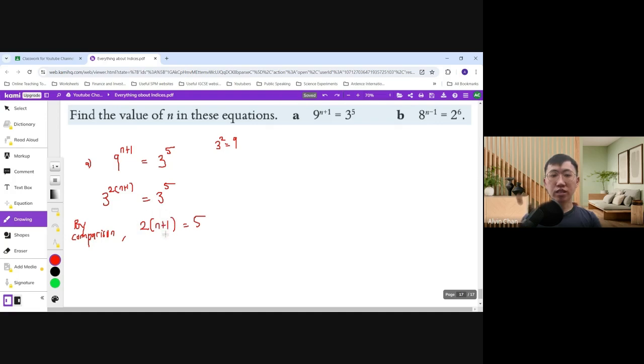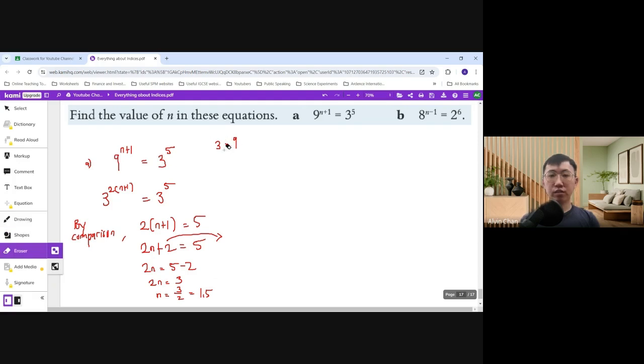Now, how to do this? Expand: 2n plus 2. This is going to be 5. Shift plus 2 first, so 2n is 5 minus 2. 2n is 3. n is 3 over 2, which is 1.5. To check the answer, I'm going to demonstrate right now using a calculator.